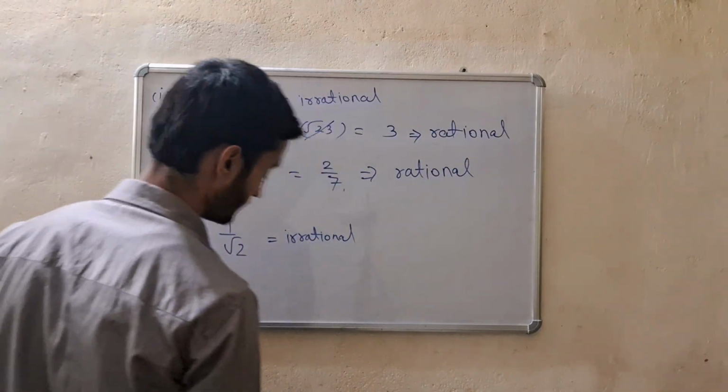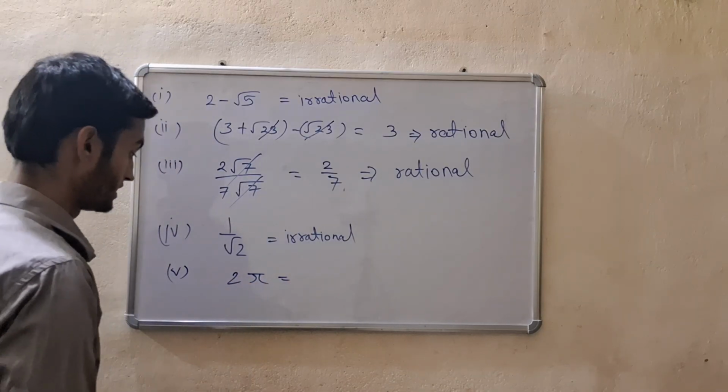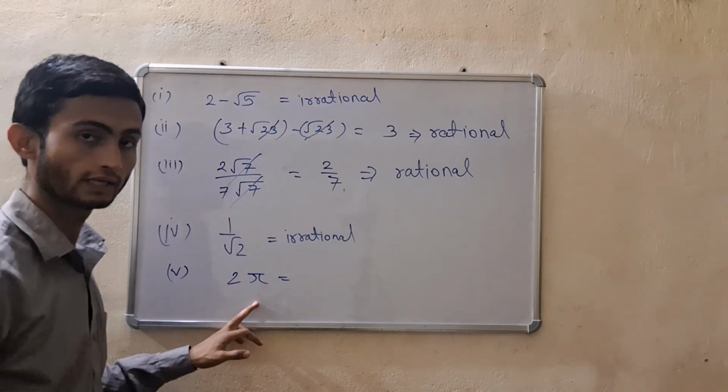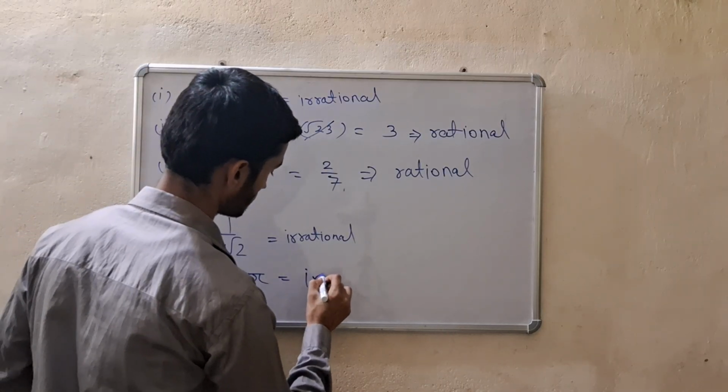Now let's move on to the fifth question. So as you can see, this is twice pi. So pi is an irrational number. So 2 times an irrational is also going to be irrational.